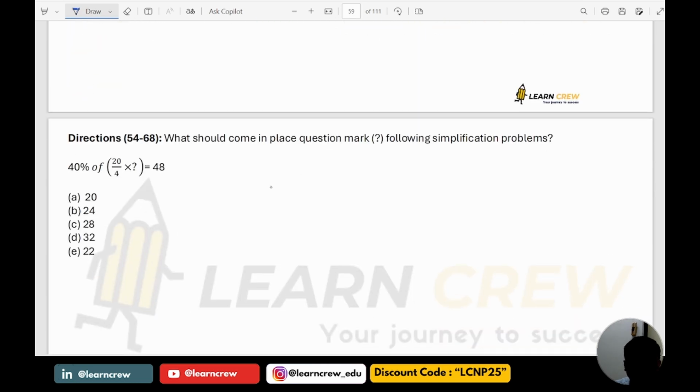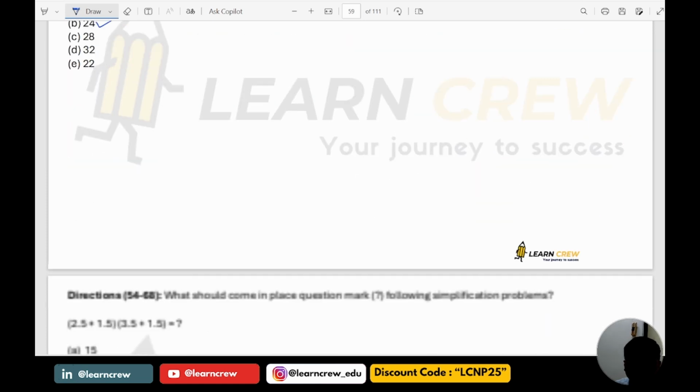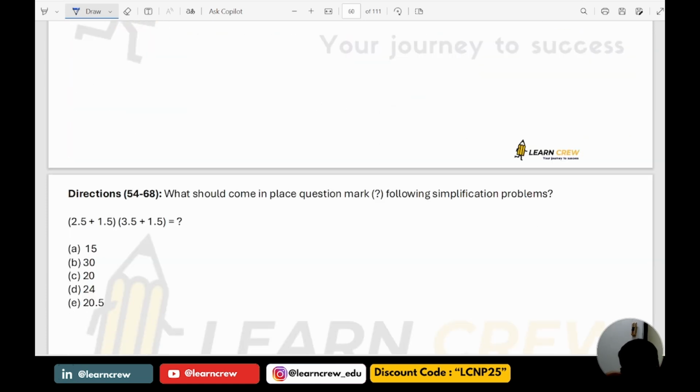Now, questions based on simplifications 54 to 68. There are 15 questions. So, now see here, 40% of 120 is 48. So, 20 by 4 is actually 5. 5 into 24 is 120. Next, 2.5 plus 1.5 is 4. 3.5 into 5. 4 into 5 is 20. Next.